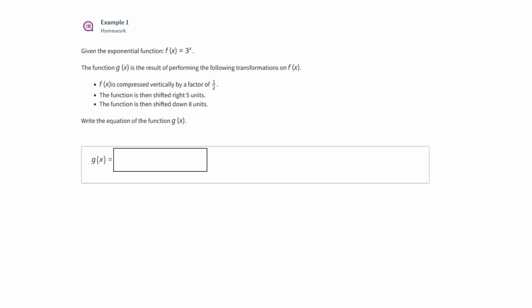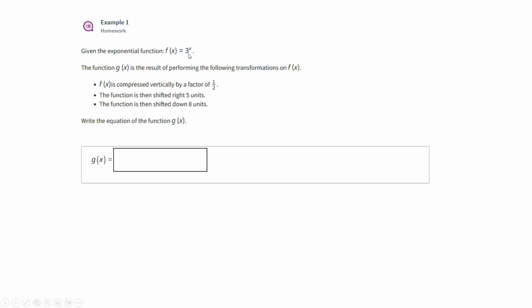some of the features you're going to notice about it is going to involve some horizontal transformations from the typical quadratic function. So looking at this instance here, you have the exponential function f of x equals 3 to the x power. The function g of x is the result of performing the following transformations on f of x, and there they are here. It's compressed vertically by a factor of 1/2. It's shifted right 5 units. The function is then shifted down 8 units. Write the equation of the function g of x.